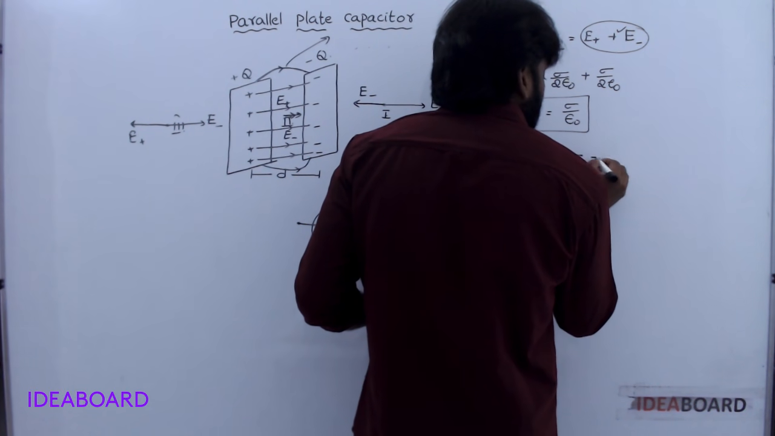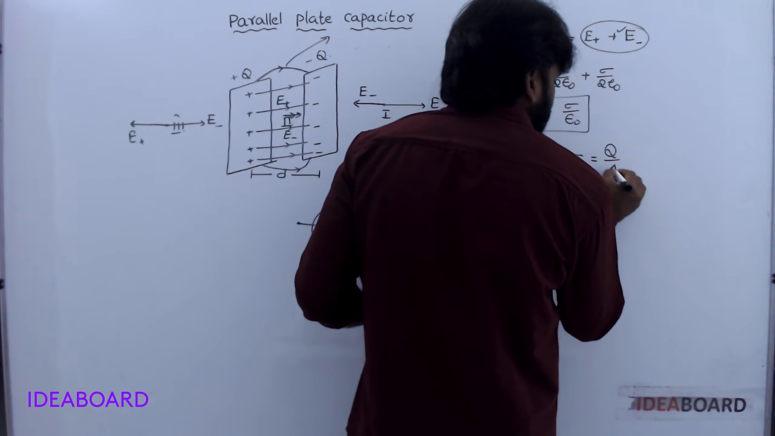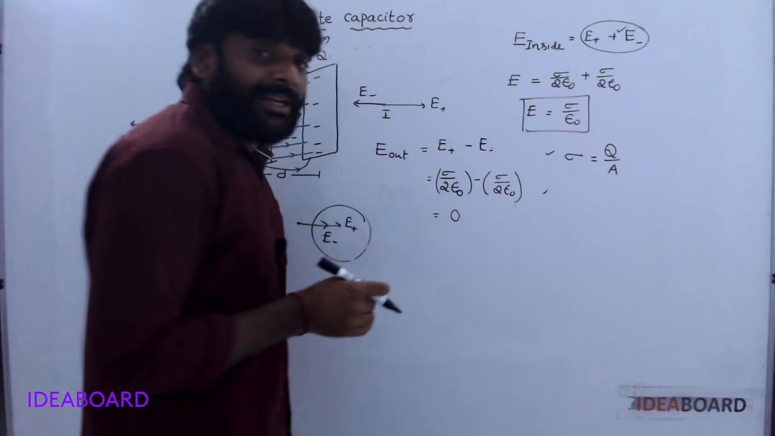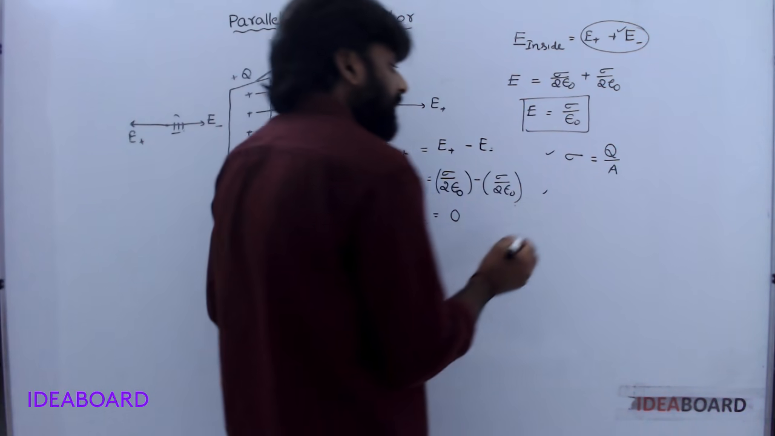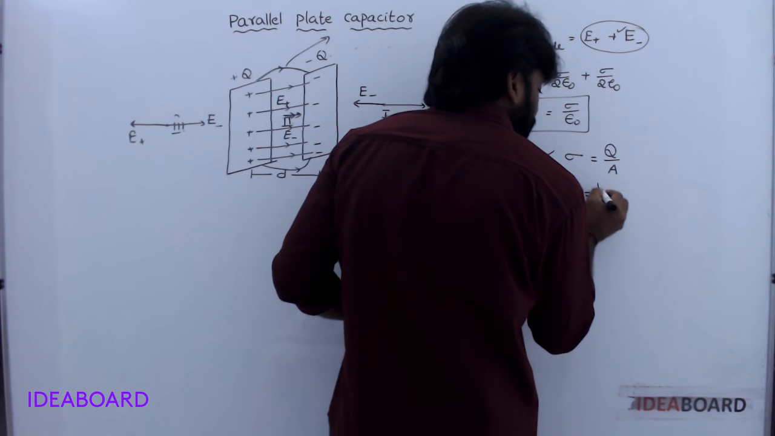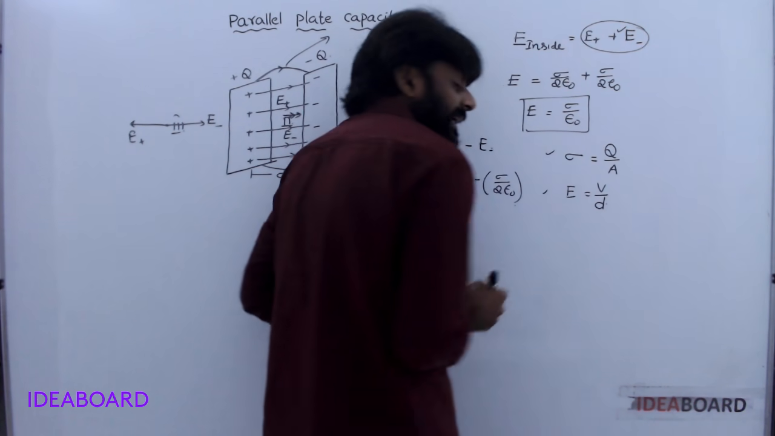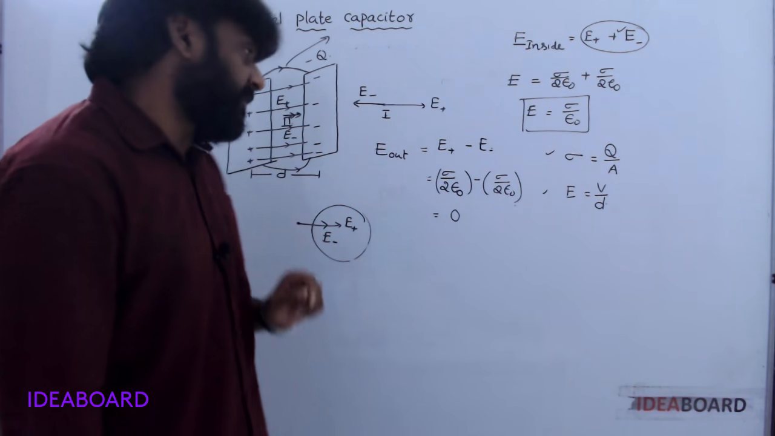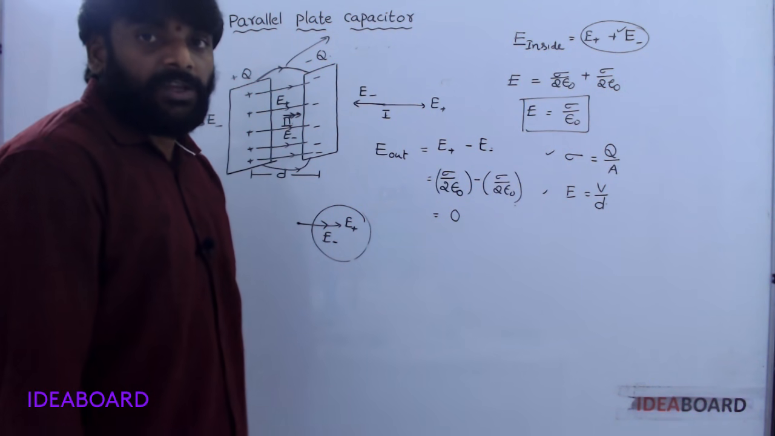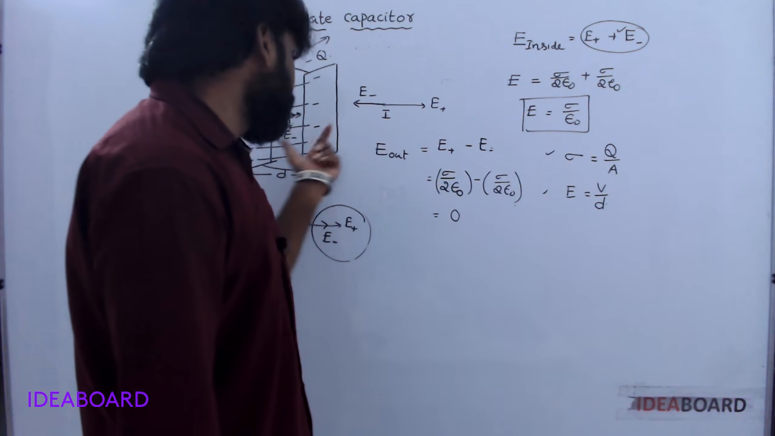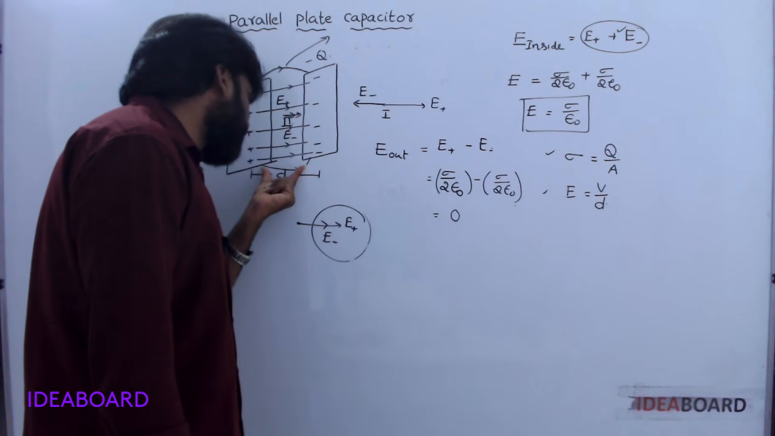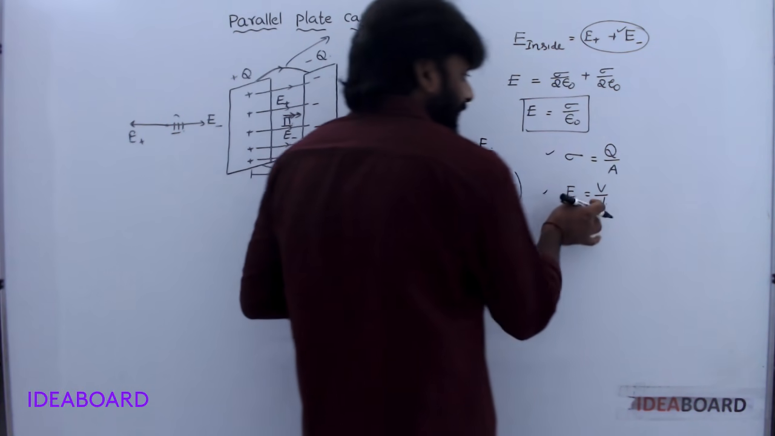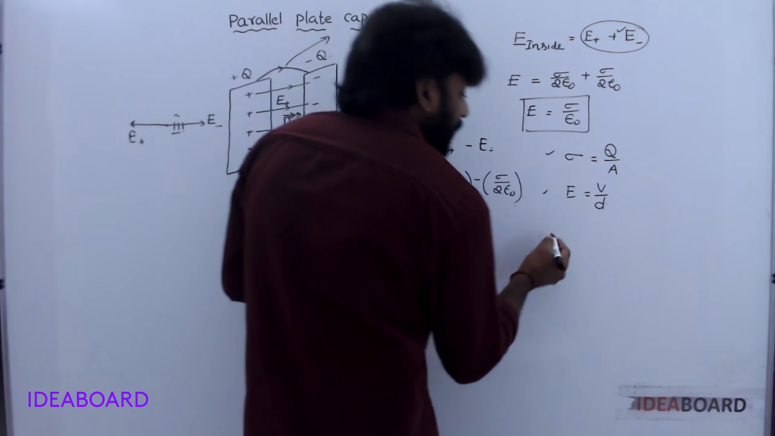Surface charge density is equal to charge per unit area. In a uniform electric field, E is equal to V by D. What is V here? V is the potential difference between these two plates. D means the separation distance between these two plates. Understood? Okay. E is equal to V by D.